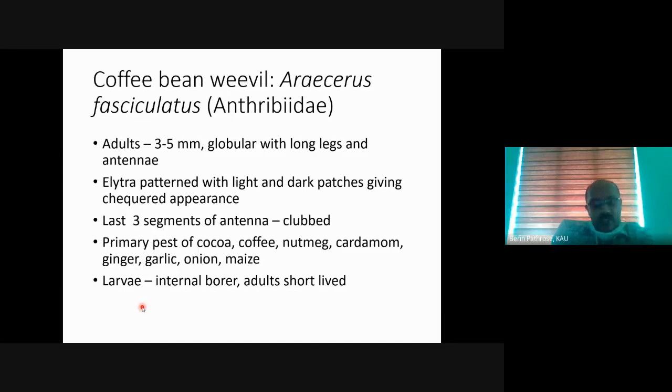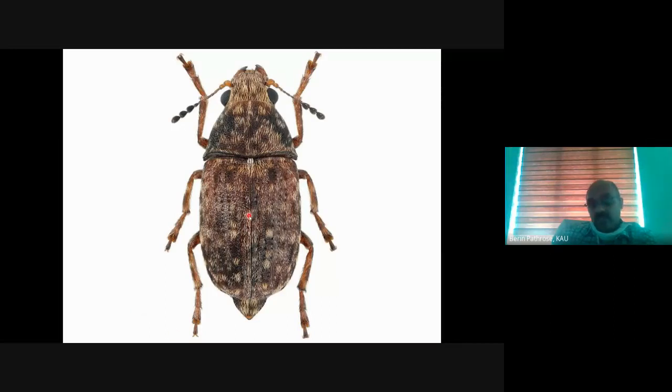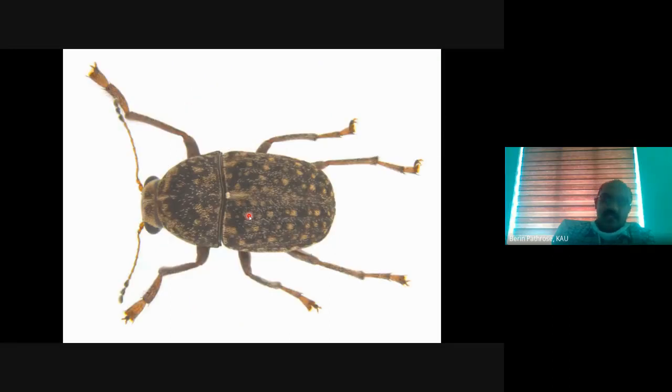So it is 3 to 5 mm in size, globular with long legs and antennae. The elytra has a checkered appearance with light and dark patches. The antennae have a three-segmented club. It is a primary feeder as well as an internal feeder. See this, this is the way the insect looks. Here the patterns are extremely clear: light and dark patches, long legs and long antennae.